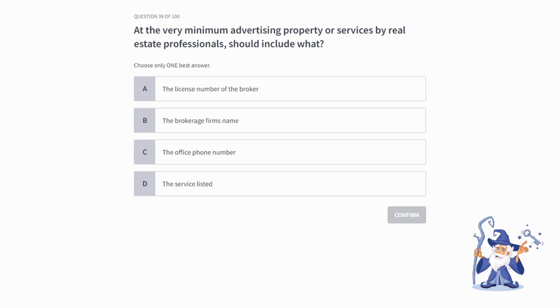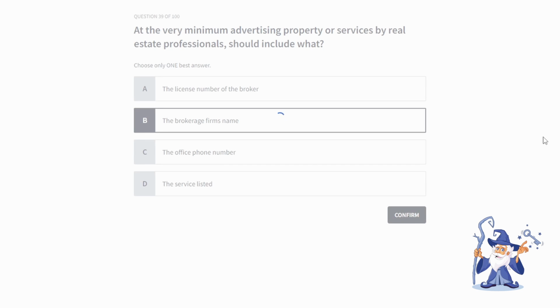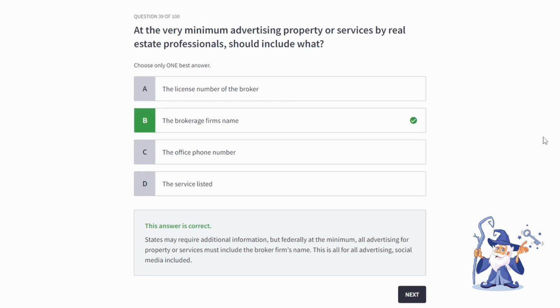Okay, so I love these questions. These ones are always interesting to me. So these are those advertising questions, which, obviously you're going to deal with a lot when you do get your license, which you will. But what is the correct answer for this one? At the very minimum, it should be B, the brokerage firm's name. So obviously, depending on the state and circumstance, states may require additional information. But federally, at the very, very, very minimum, all advertising for property or services must include the broker firm's name.